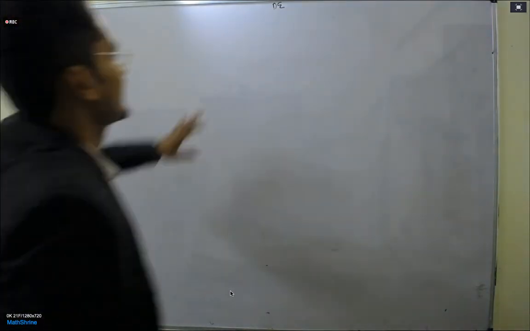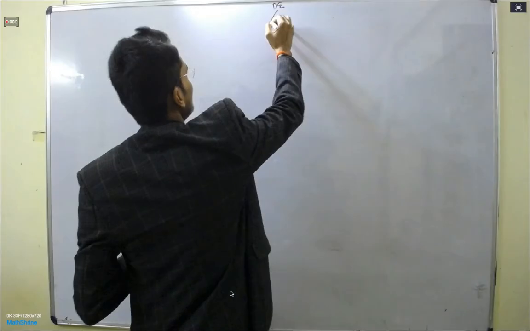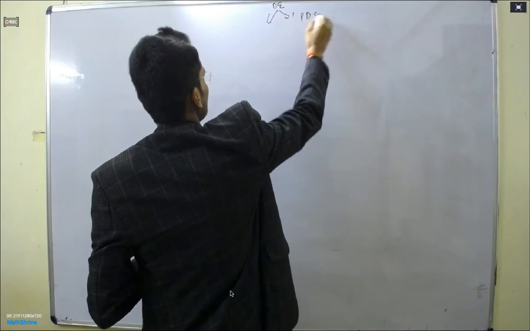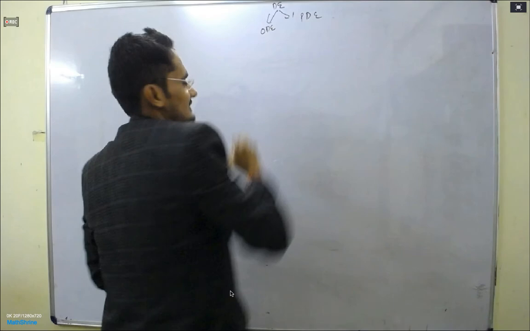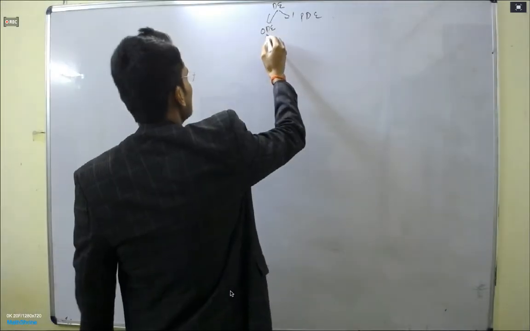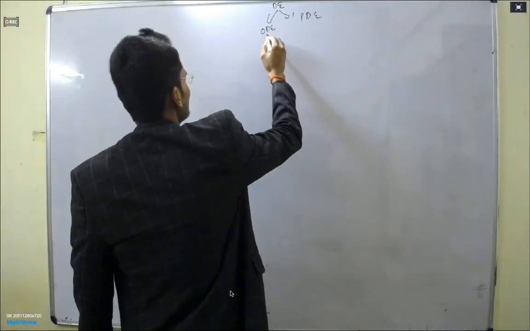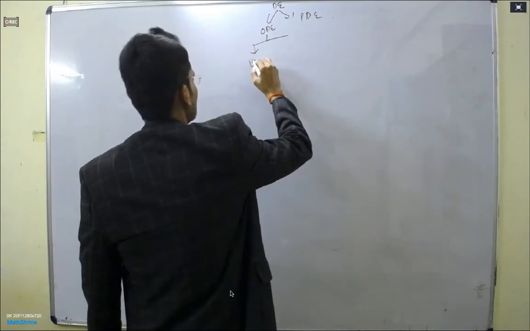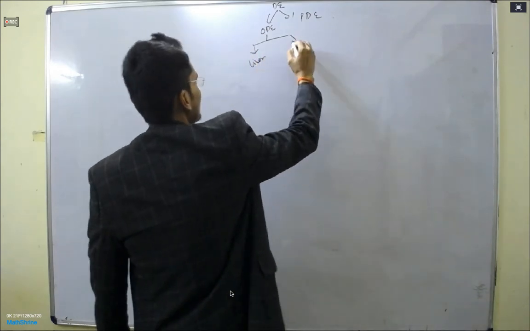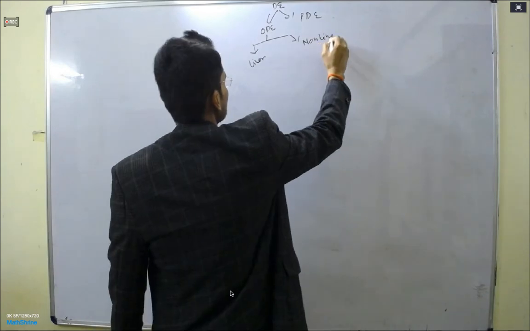So we define our differential equation in two forms. One is a partial differential equation, another one is the ordinary differential equation. This ordinary differential equation we also define in two forms. One is linear and another one is non-linear, right?